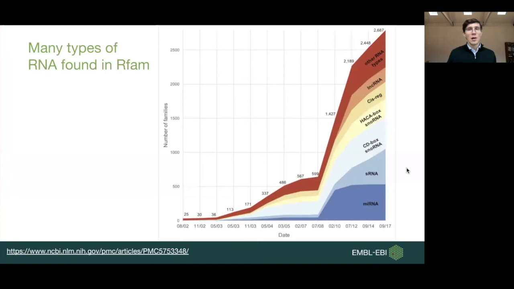So Rfam was established in 2002. So it's a much older database than RNAcentral. And it contains lots of different types of RNAs, such as microRNAs, small RNAs, various snoRNAs, cis-regulatory regions, such as internal ribosome entry sites, and others.